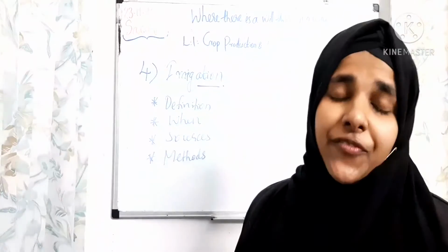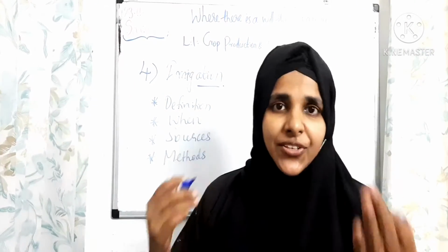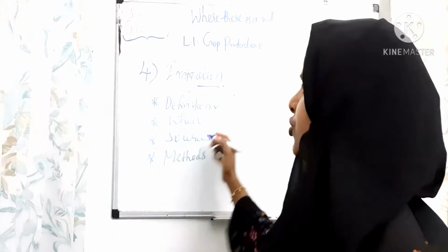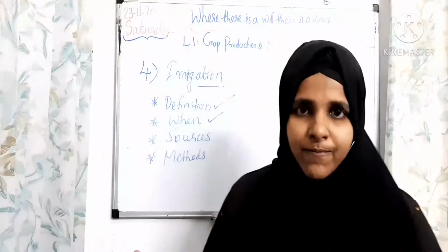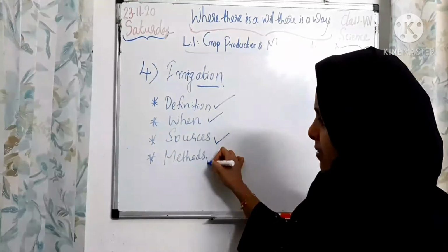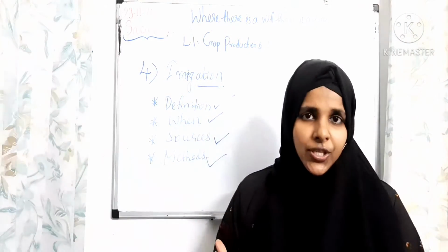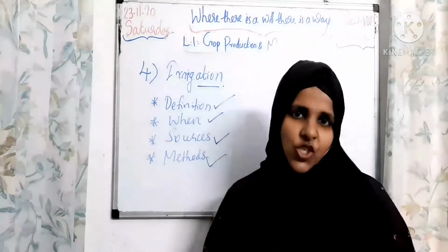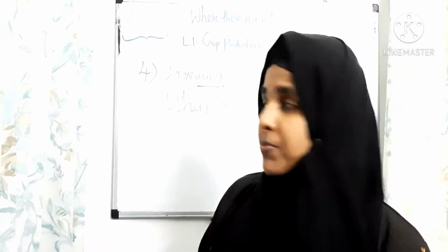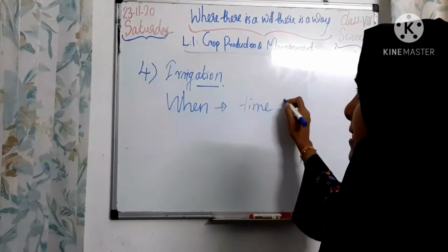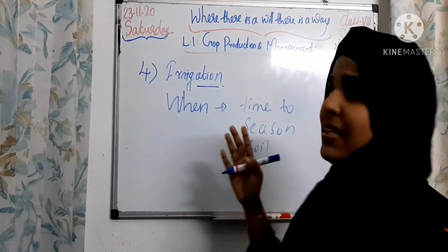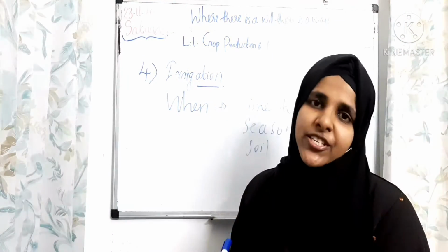Clear? In this section, we are going to learn what irrigation is. Definition now we learn, right? And when we are watering the crops, what are the sources of irrigation? And what are the methods we are using for irrigation? These are all the things we will discuss in this section, okay? So, when we are using irrigation, children, it may vary from time to time and season to season. Then soil to soil, okay?